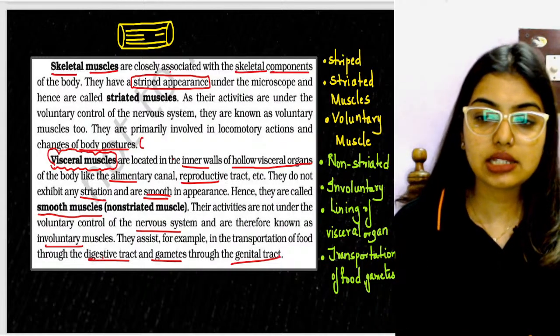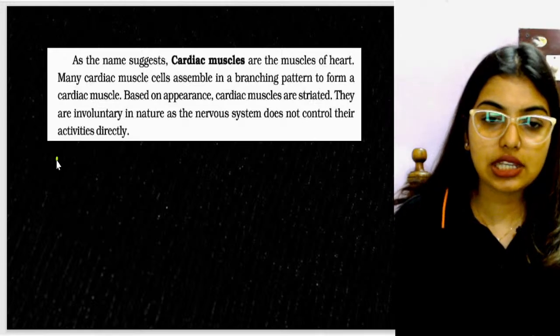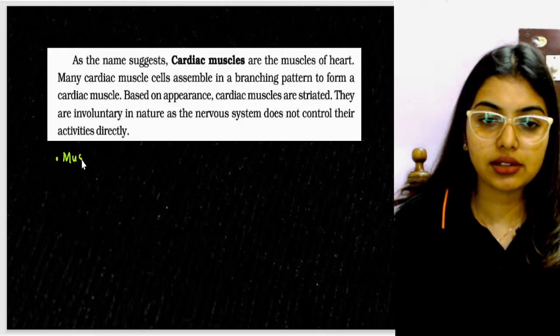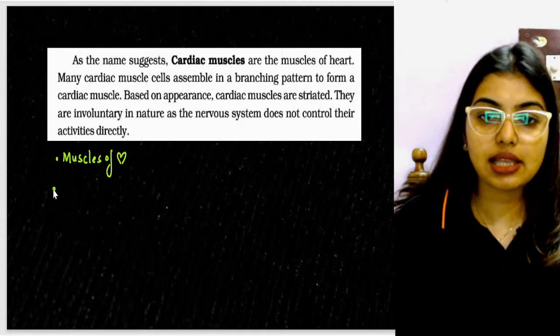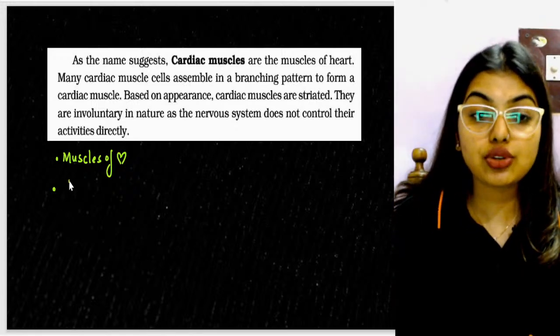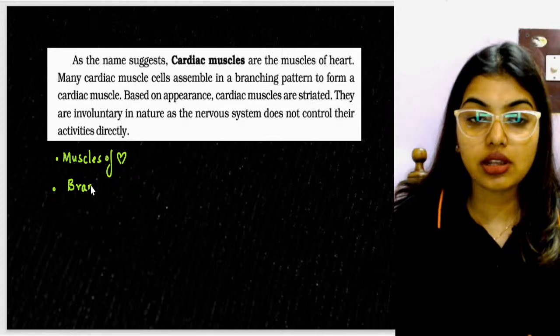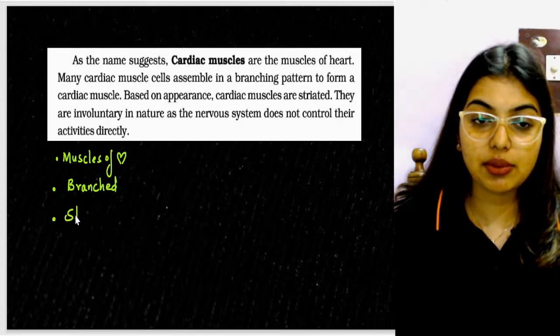Okay, next muscle you're going to learn is your cardiac muscle. Cardiac muscles, first thing is obviously they are muscles of the heart. Now, many cardiac muscles assemble in a branching pattern to form a cardiac muscle. So, students, they are branched. Now, based on the appearance, cardiac muscles are striated. So, these also are striated.